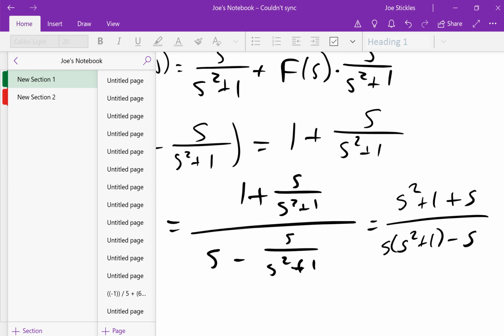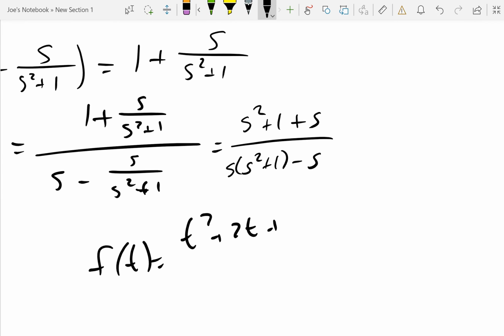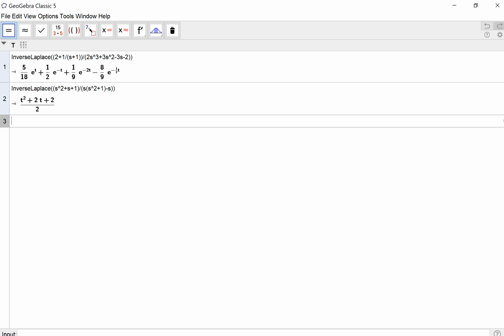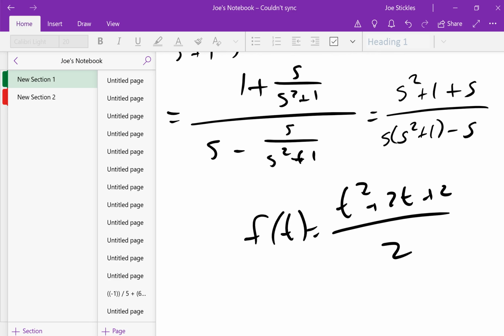So we can go back over here. So our f of t then was t squared plus 2t plus 2 all over 2. Let me just double check and make sure that was the right answer. Yeah, okay. So we really do get that for our final answer.